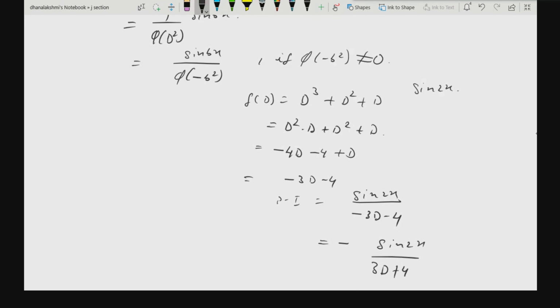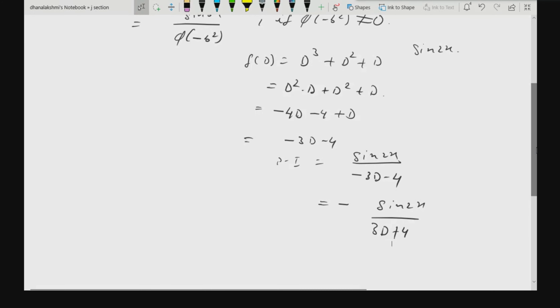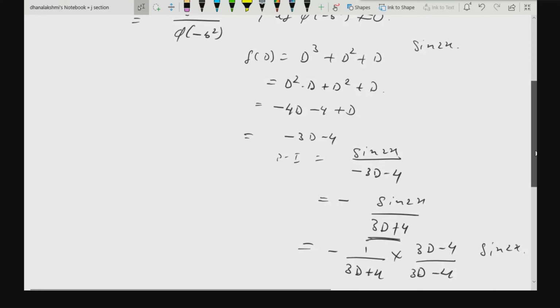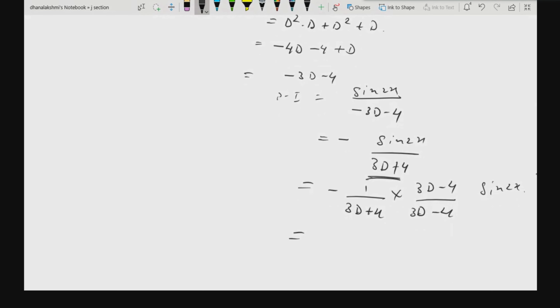Yet it is not done because there is still an operator here in the denominator. Is it or not? So to solve this one, what we will do is multiply and divide with the conjugate of this. So you will have 1 by 3D plus 4; you multiply this with 3D minus 4 and divide by 3D minus 4 and apply this on sine 2x. Okay, this I am leaving you with as an example. All this we are doing when f of D square is not equal to 0.